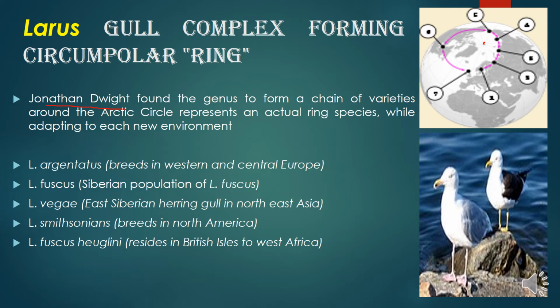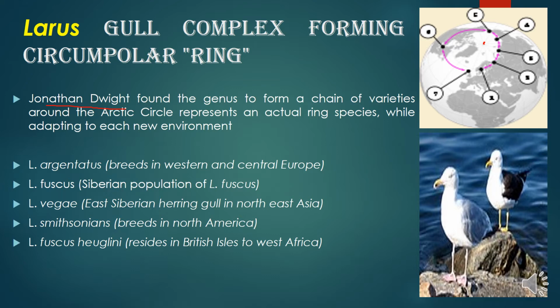Some of the connecting species of this ring species also feed on the eggs of small birds and on small insects, and some of them feed on scraps left by humans, and also on carrion and offal. So we see that these ring species are generalist species. They are not specialists. They feed on anything and everything that comes in their path. So let's see the ring.